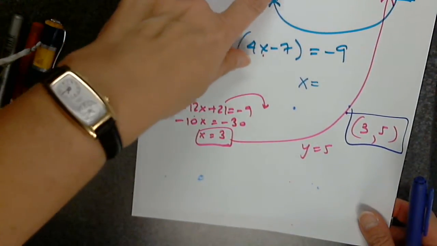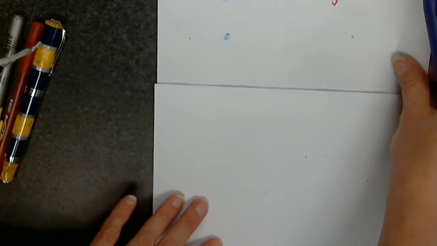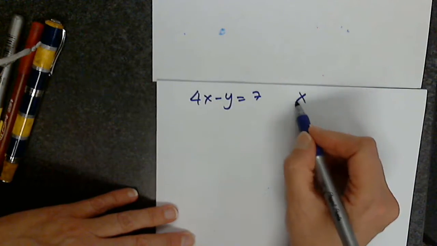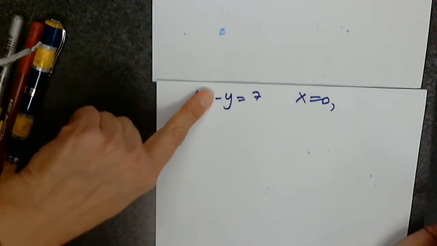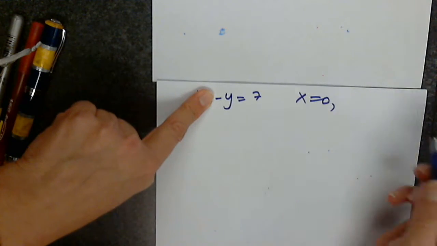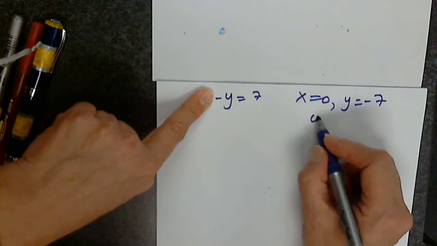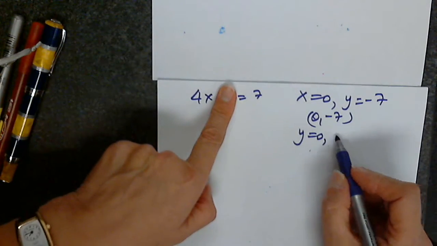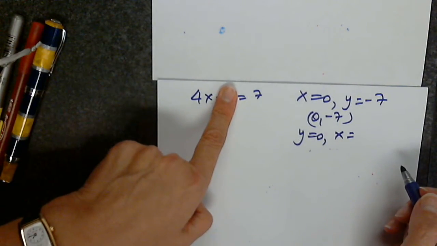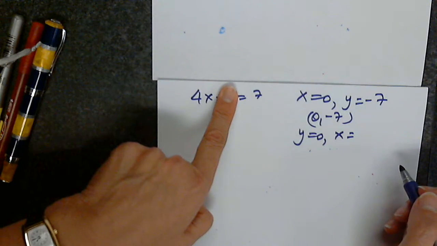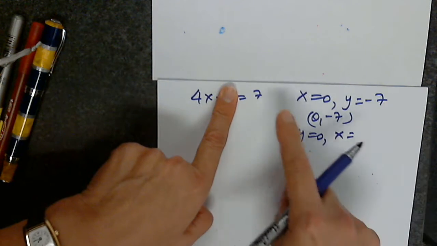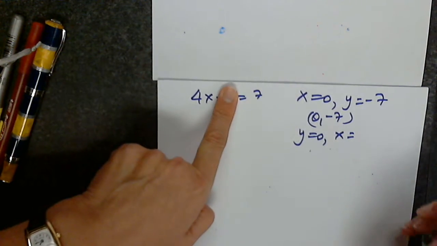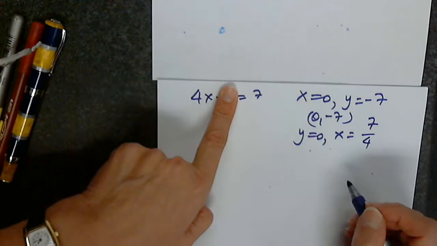So I have 4x minus y equals 7. When x is 0, how much is y? Careful. Very good. So I have 0, -7. When y is 0, x is? I thought x was 7 over 4. Have to divide both sides by 4 to determine x. So 7 over 4. Yes, go ahead.